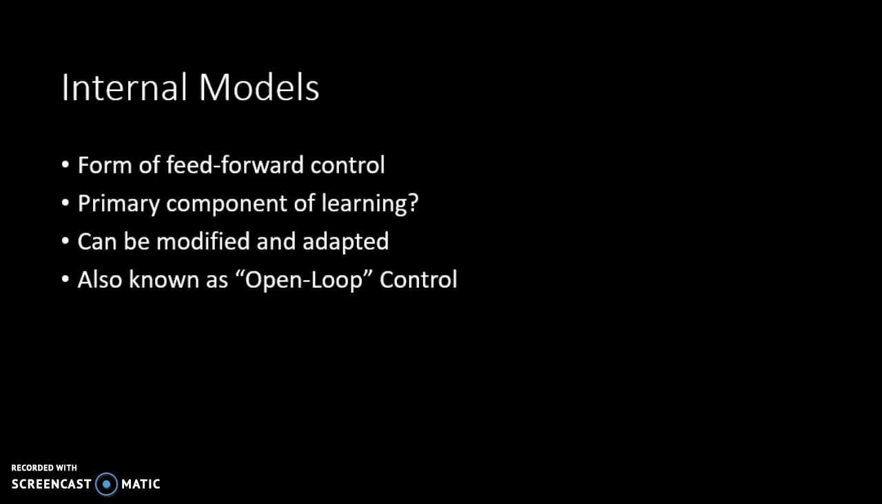It's also known as an open loop control. So basically we kind of make a copy of the movement and store it for the future. And these are now modified and adapted as the environment changes. So these internal models enable the CNS to predict the consequences of motor commands and to determine the motor commands required to perform certain tasks.